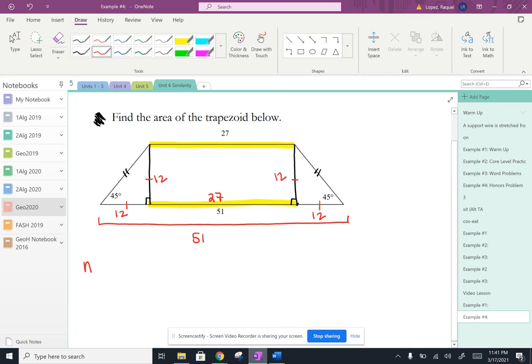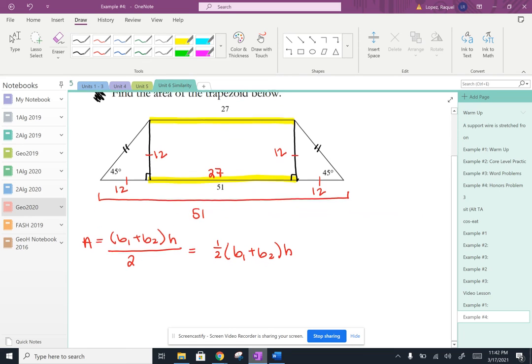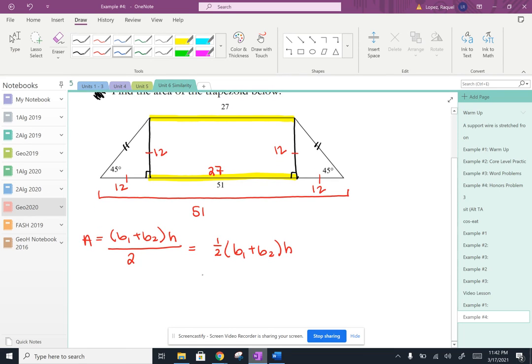Now we have enough information to figure out what the area is. So remember, the area of the trapezoid is base 1 plus base 2 times the height divided by 2. We can also express this as 1/2 times base 1 plus base 2 times the height. I'm going to represent it that way for the purposes of this video. So we have 1/2. One of the bases is 27. The other base is 51. So I'm going to write 27 plus 51. And the height is 12.